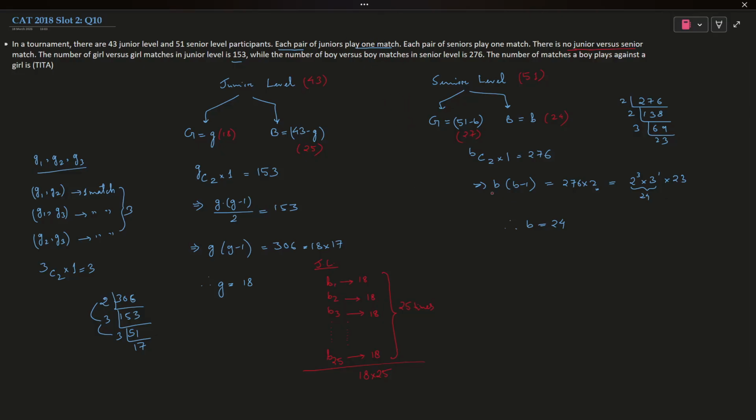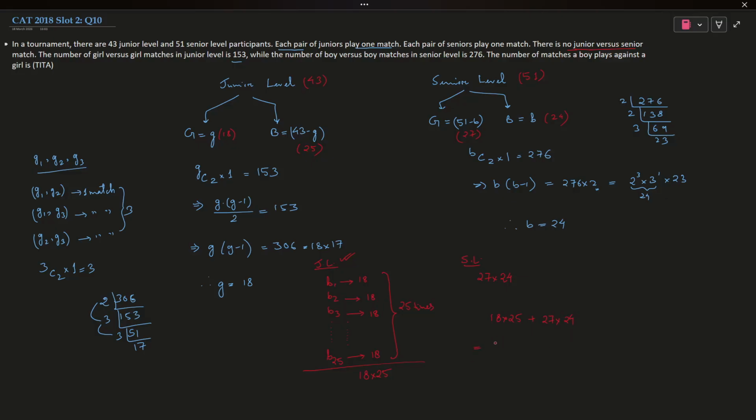Similarly, what is the number of matches a boy will play against a girl in the senior level? In the senior level, it will be 27 into 24. Similar logic, guys. The logic that I have used in the junior level, you can apply the same logic in the senior level, and you will get the total number of matches in the senior level. So the total number of matches will be 18 into 25 plus 27 into 24.